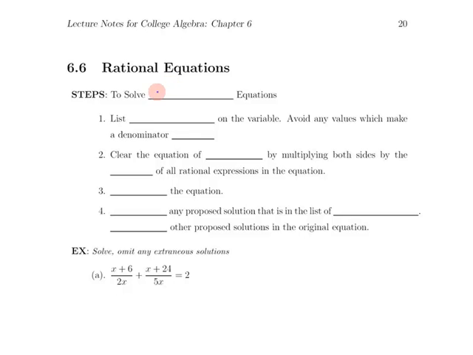So the steps to solving a rational equation are as follows. First, you're going to list the restrictions on the variable. What that means is that ahead of time you're going to decide what values are not your solution. You can usually do that relatively quickly by just checking the fractions in the problem and avoiding any values which make the denominator 0.